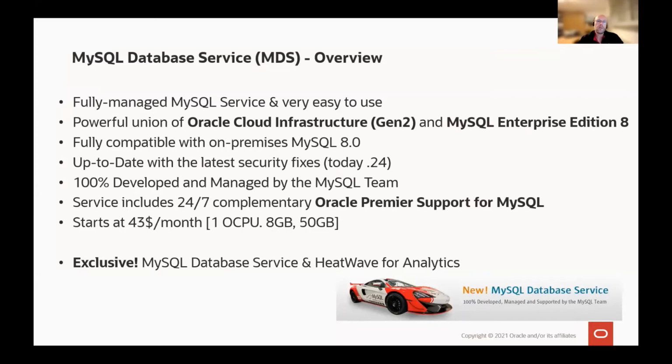So in case you are aware of the Oracle MySQL support product, which you get as part of the MySQL Enterprise Edition, that's the same as what we are offering in the Oracle Cloud as well. The service itself starts at $43 a month, and this would be the equivalent of one OCPU, 8 GB of memory, and 50 GB of disk storage. In the Oracle Cloud, you also have the option of an on-top service, which is called MySQL Database Service and HeatWave for analytical queries or for an analytical approach. That's something which we will discuss in the next presentation.